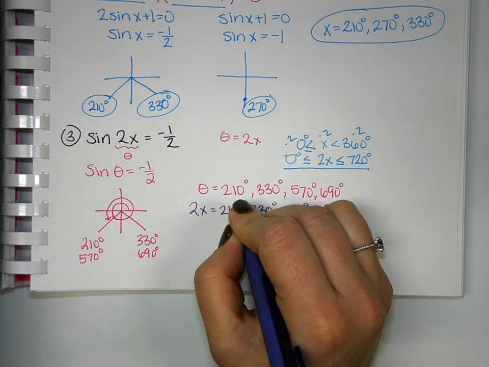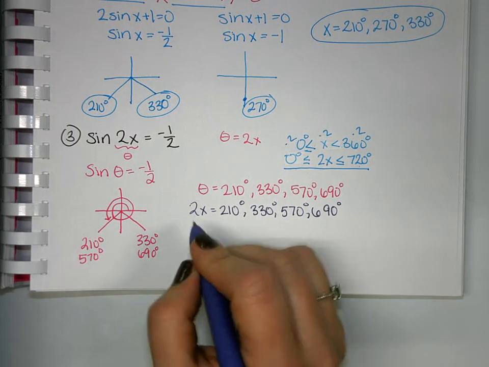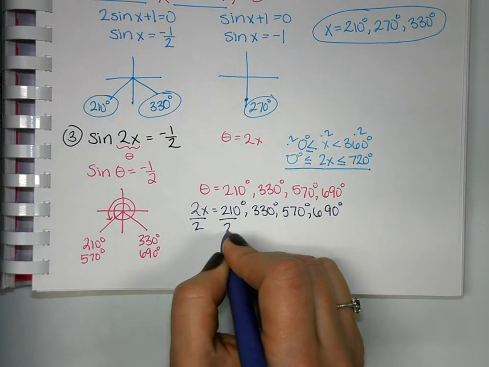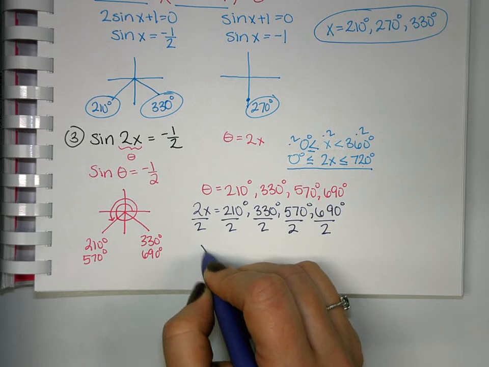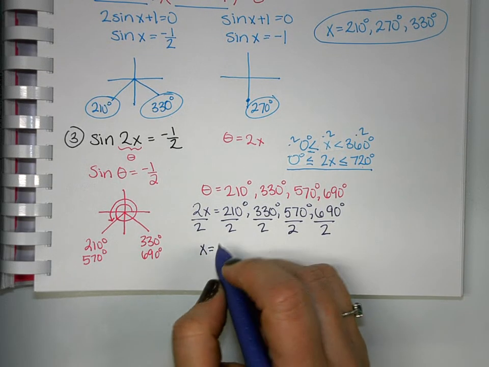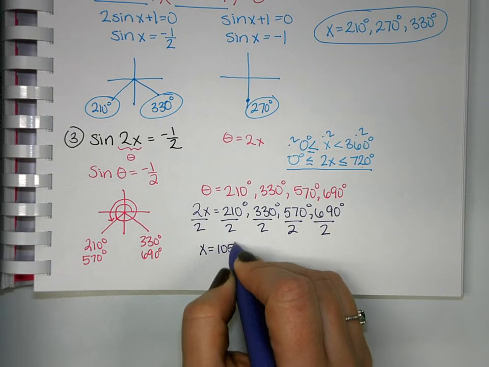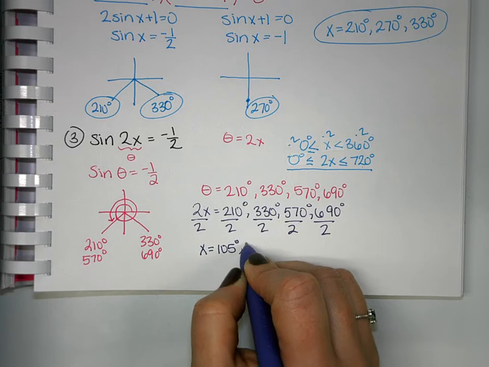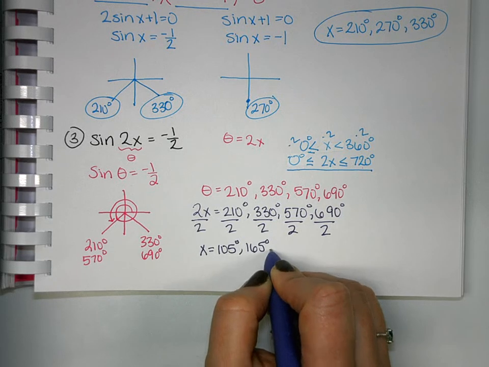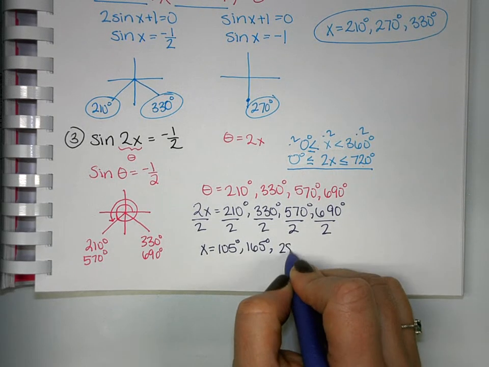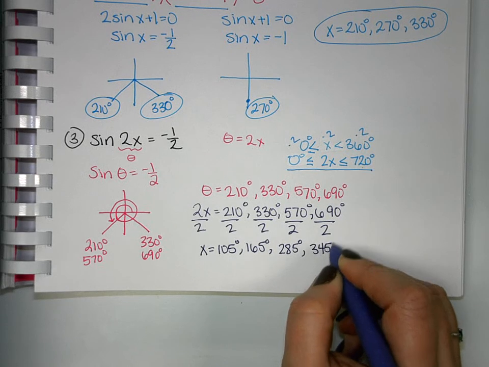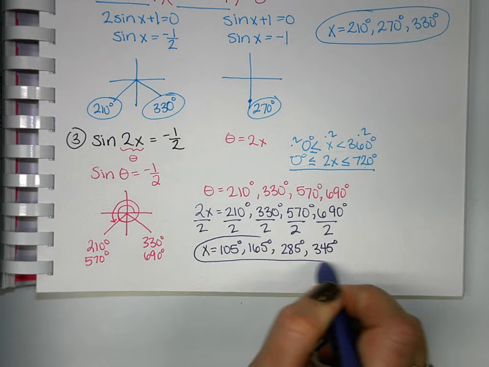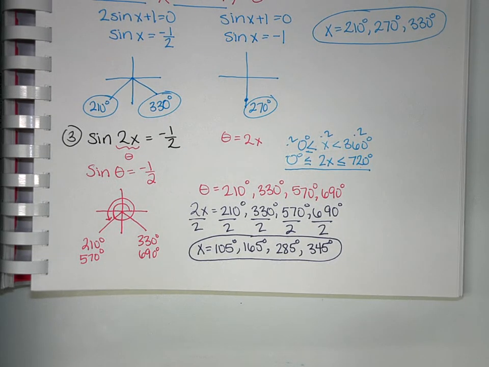But again, we're looking for x, not 2x. So we need to divide everything in half, so that way we can find out what is x. So when we divide 210 in half, we get 105. 330 will give us 165. 570 will give us 285. And 690 will give us 345. And those would be your x values that when you double them give you a sine value of -1/2.